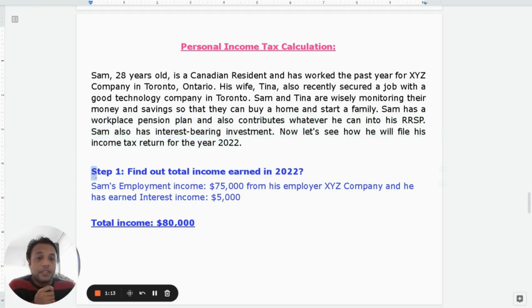So, step number 1 would be finding out total earned income in 2022. So we know that Sam's employment income is $75,000 from his employer XYZ company, and he has earned interest income of $5,000. So total income would be $80,000.